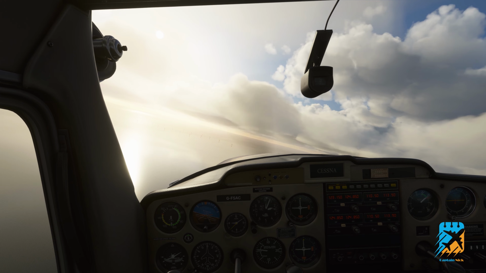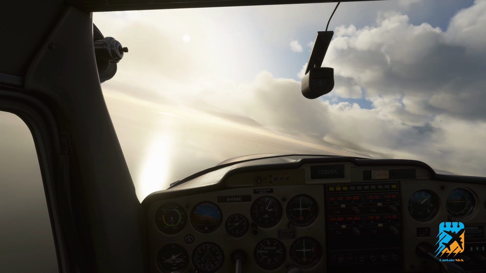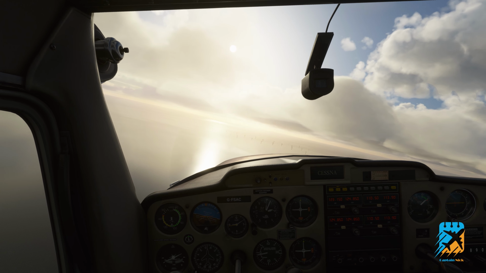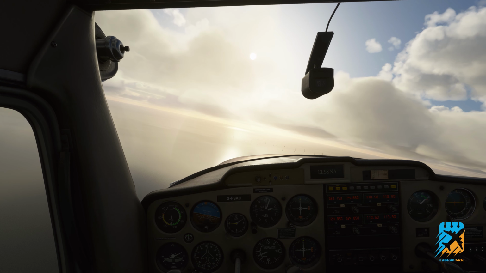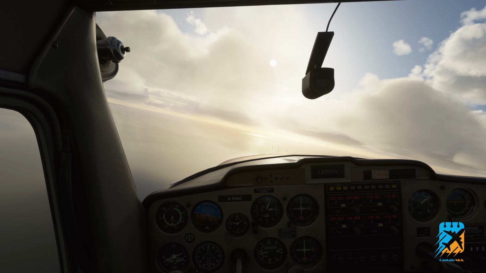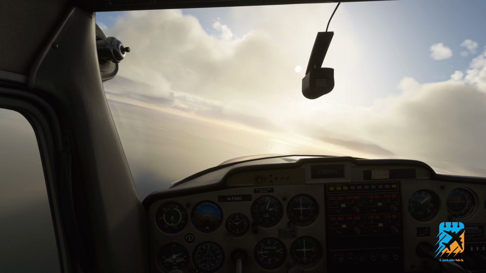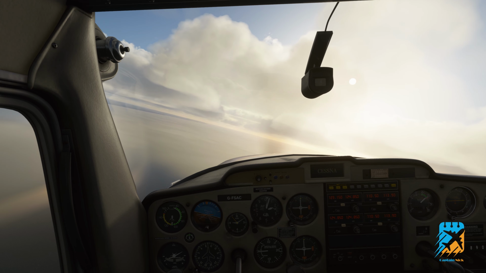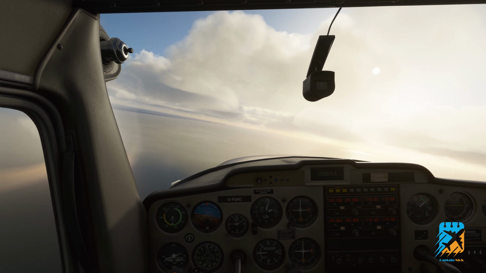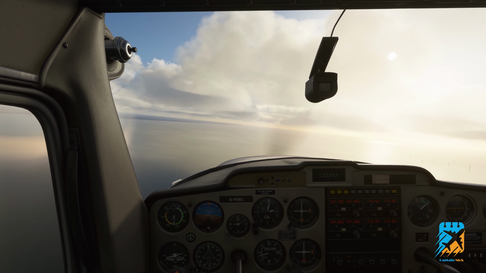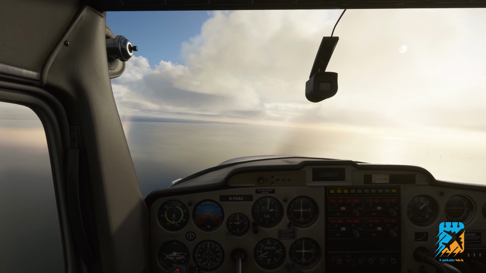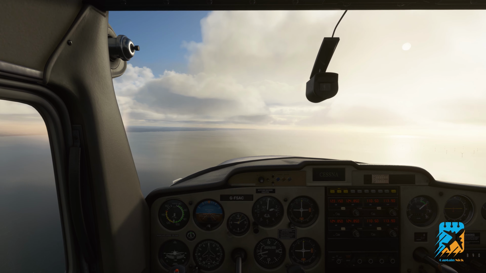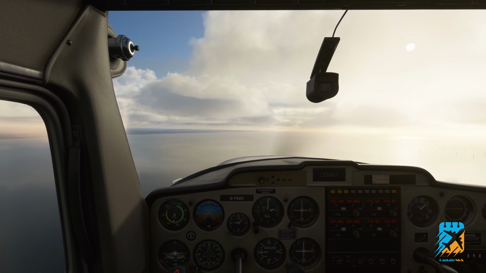All the time focused on our instruments. We're a little high. Bring the power down a little bit, let it fall. Oh, we're slipping out of our turn. A little bit more bank, and leveling off at 090. Maintain 2,000 feet on heading 090 for a short while. Accelerate to a cruising speed of around 110 knots.